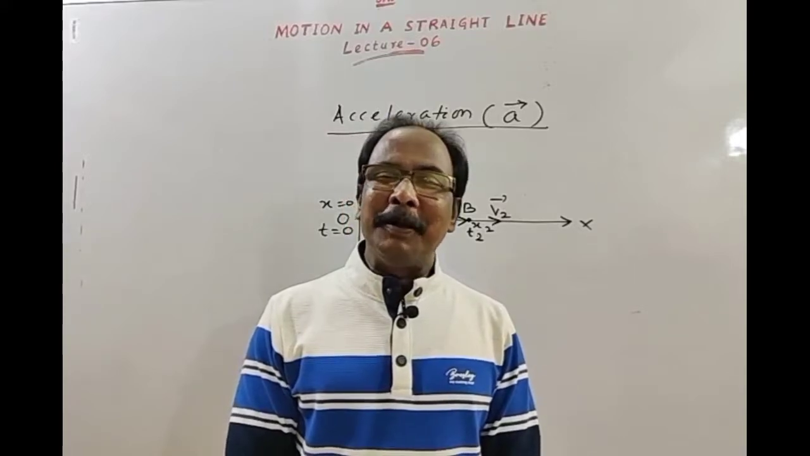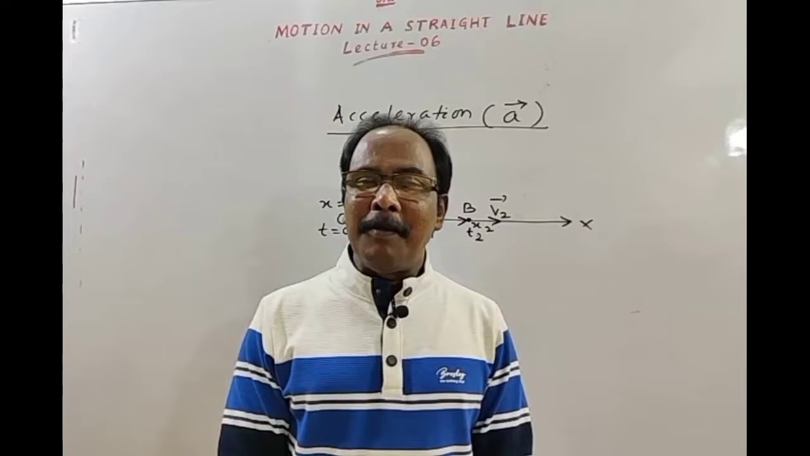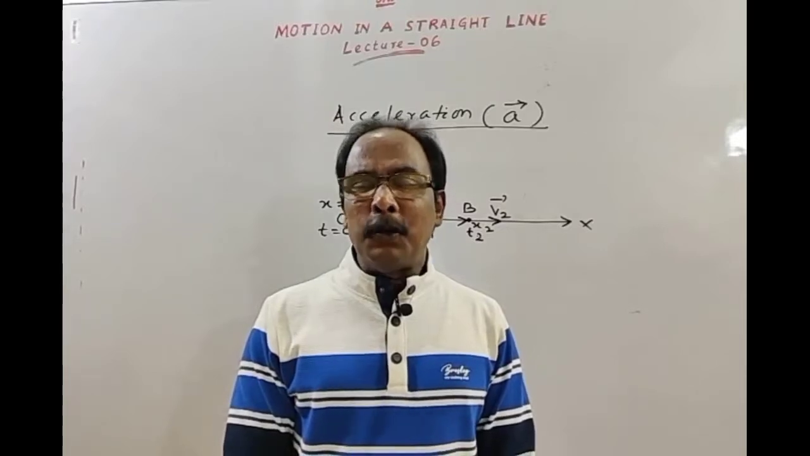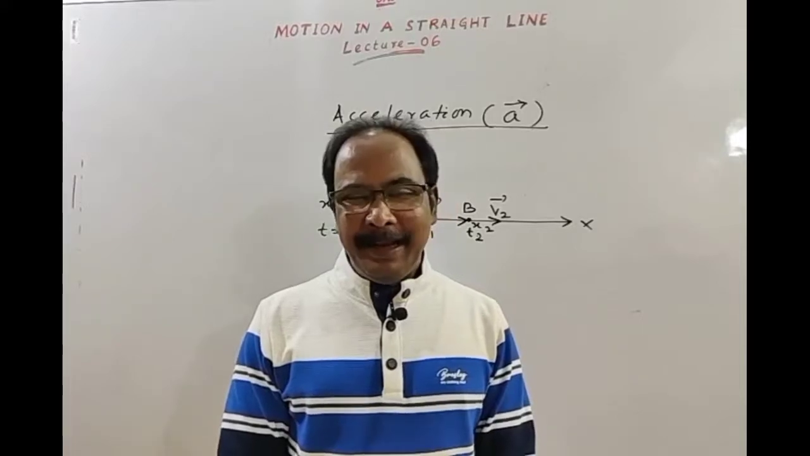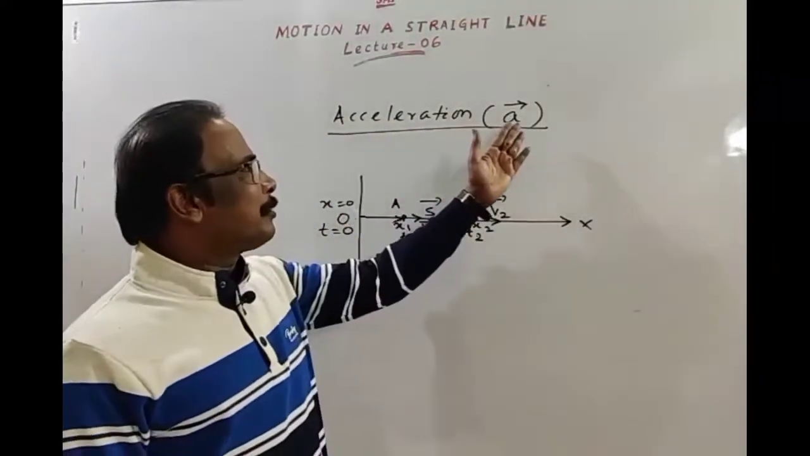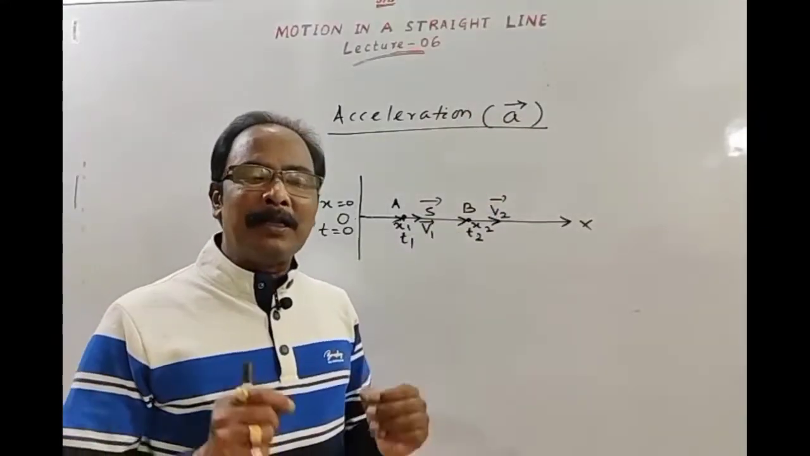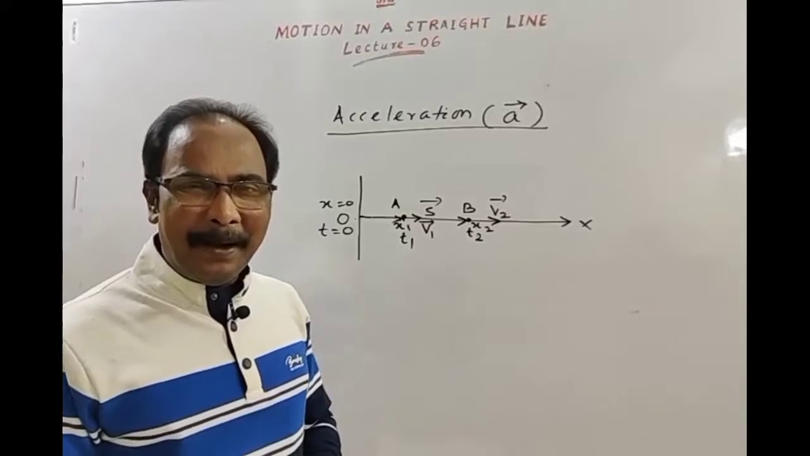As we have discussed before, in this lecture we will discuss the last two parameters of kinematics, and those parameters are acceleration and jerk. Okay, let's start with acceleration. We take the symbol of acceleration as A, and it's a vector quantity. We will discuss it in our discussion.